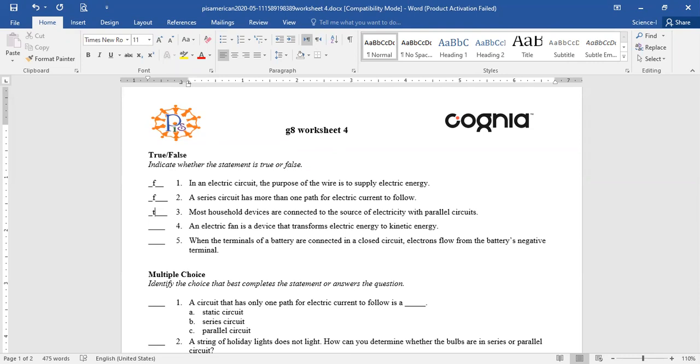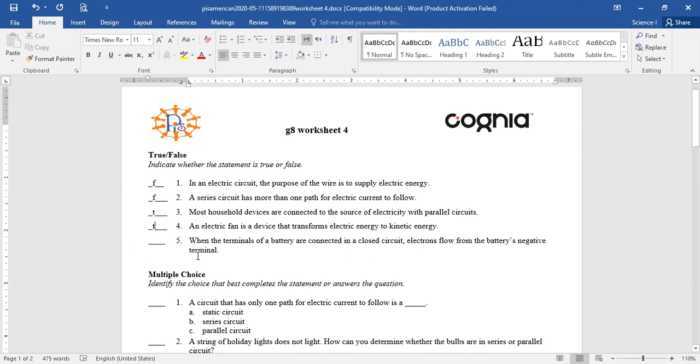Good. Question number 4: an electric fan is a device that transforms electric energy to kinetic energy. True or false, guys? An electric fan is a device that changes electric energy into kinetic energy. Yes, Judy? True, of course. The fan is one of the loads that could be connected in an electric circuit, and it changes the electric energy into kinetic energy once it rotates.